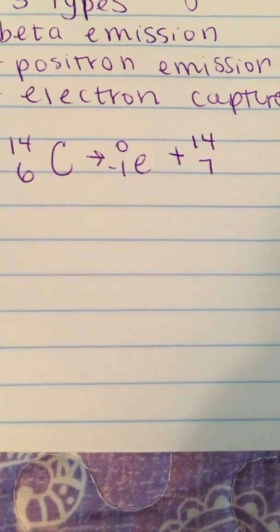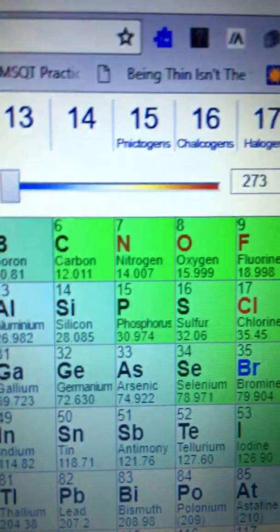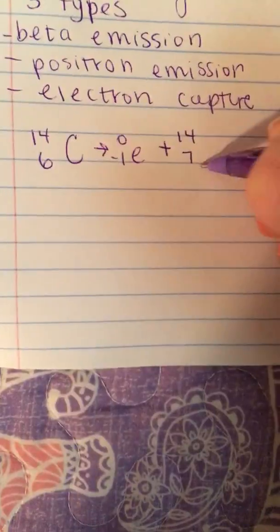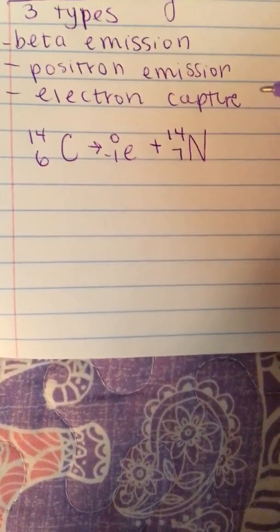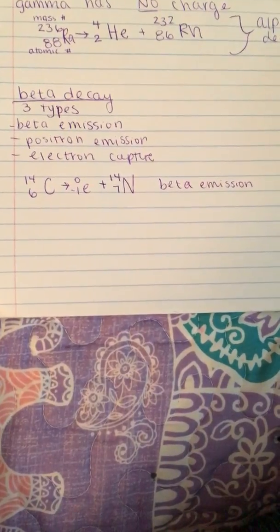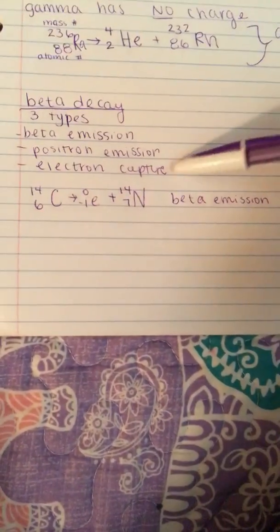So now our atomic number is 7. So if we look at the periodic table, that's nitrogen. We're going to write nitrogen right here, and now our equation is completed. That was beta emission. Now we'll be doing positron emission.